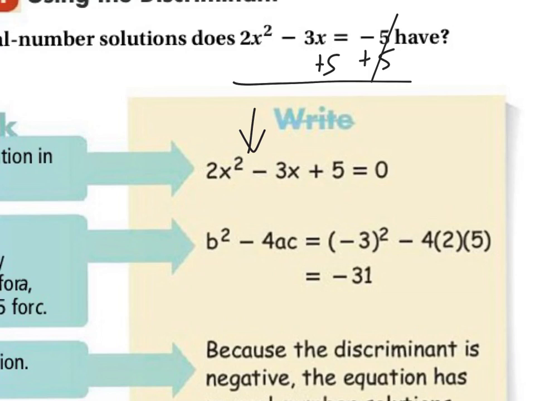At that point, if we're just looking at how many solutions this has, not what the solutions are, we can look at the discriminant. So we could label what A, B, and C are here, and then we're just looking at the discriminant. Under the square root is b squared minus 4ac. So b is negative 3, we square that, minus 4 times a, which is 2, times c, which is 5. Then they worked all that out and got negative 31. What that means is if we used the quadratic formula, we would have a negative number under the square root, which means we have no real solutions.